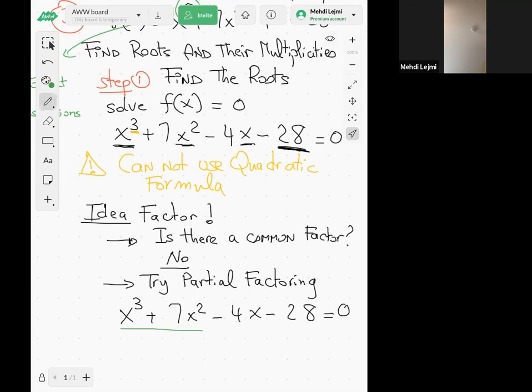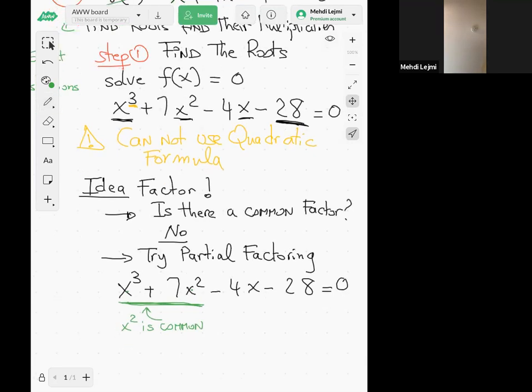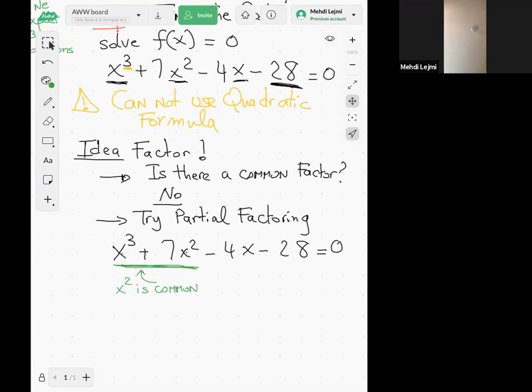If you take just the first two terms, the x cubed plus 7x squared, is there a common factor? Yes, x is a common factor here. We do have an x in here, and we can do even better than x. We can have x squared as a common factor. Yes, Elisa. So here, x squared would be a common factor. Even better than x, we can have x squared. All right, so that's the first two terms.